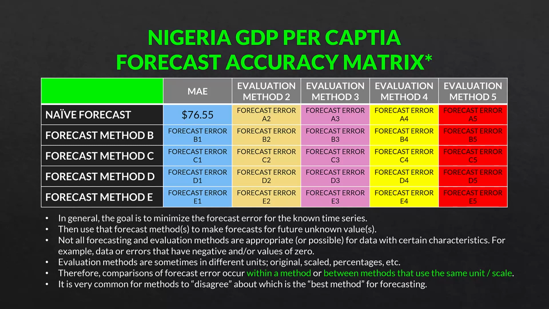It is very common for methods to disagree about which is the best method for forecasting. So it might be that the naive forecast is the best. Then we might get to forecast method C and then evaluation method 3, and that might reduce our error or give us the lowest percentage, and they can disagree. There is no silver bullet necessarily for the best forecasting method. They can sometimes disagree. Then it'll be up to you as the analyst to decide which ones to share and communicate with stakeholders.